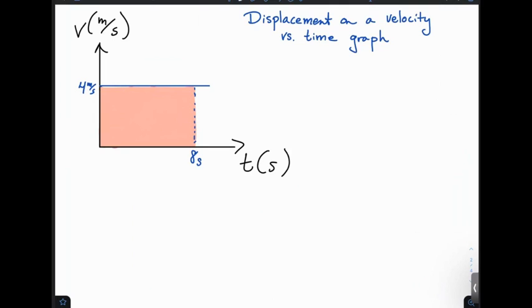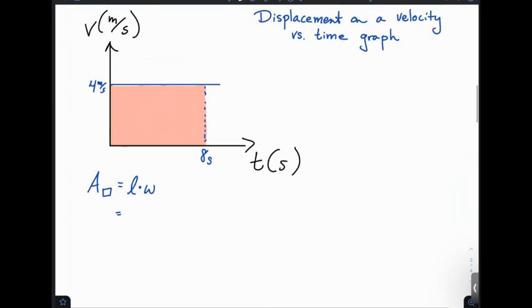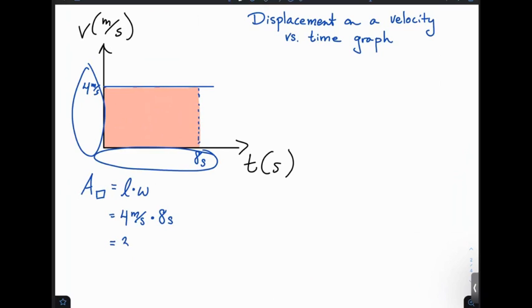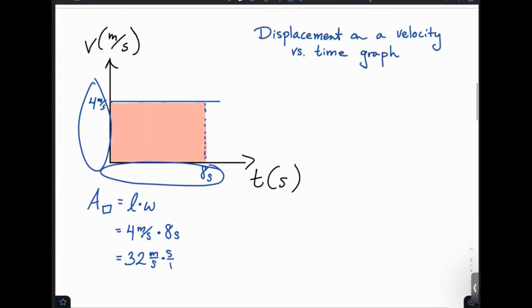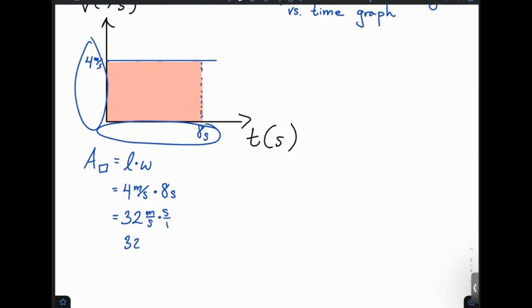And if you recall, the area for a rectangle or a square is just length times width. So in this case, I have the height of this thing as being 4 meters per second, or you call it the length. So it's 4 meters per second. And then I'm going to multiply it times my width, which I'm going to call 8 seconds. And when I multiply those together, I get 32 meters per second times seconds. And so that's just 32 meters times seconds over seconds. My seconds cancel out, and I'm just left with 32 meters.